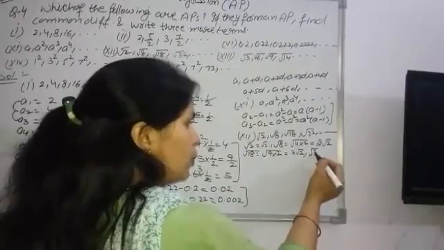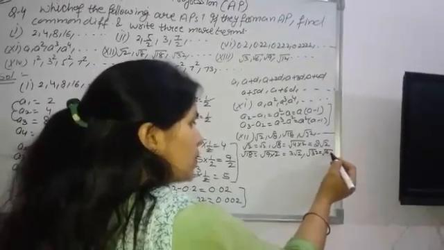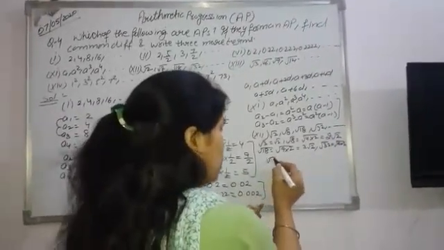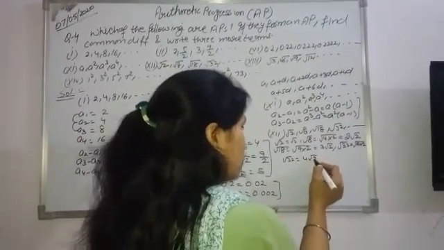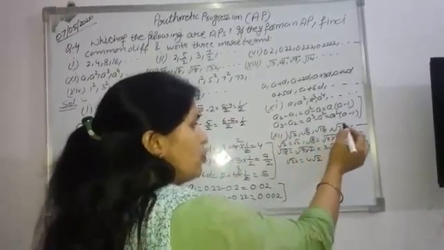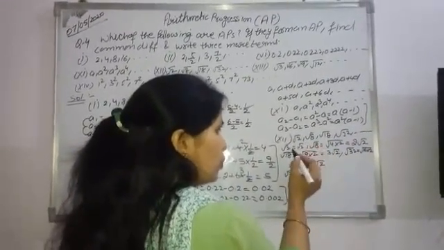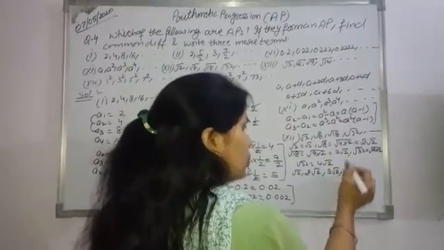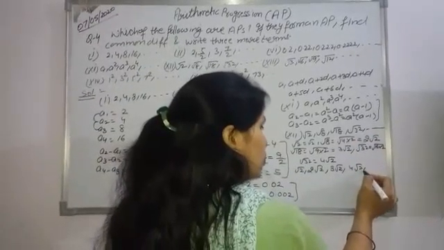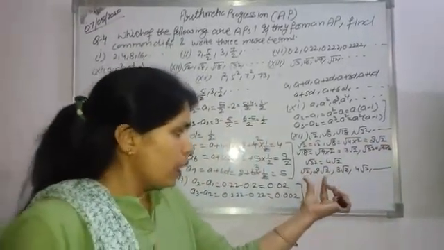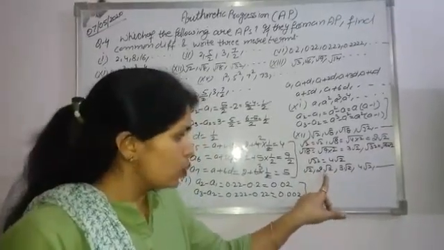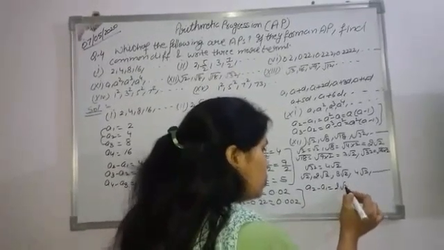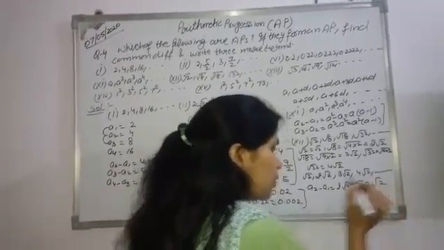Next is root 32. How can we write root 32? 16 into 2, and 16 is 4 square. So root 32 is equal to 4 times root 2. So the simplified form of these numbers: root 2, root 8 is 2 times root 2, root 18 is 3 times root 2, root 32 is 4 times root 2, and so on. Now when we find the difference, twice root 2 minus root 2, that is a2 minus a1, this difference is equal to root 2.